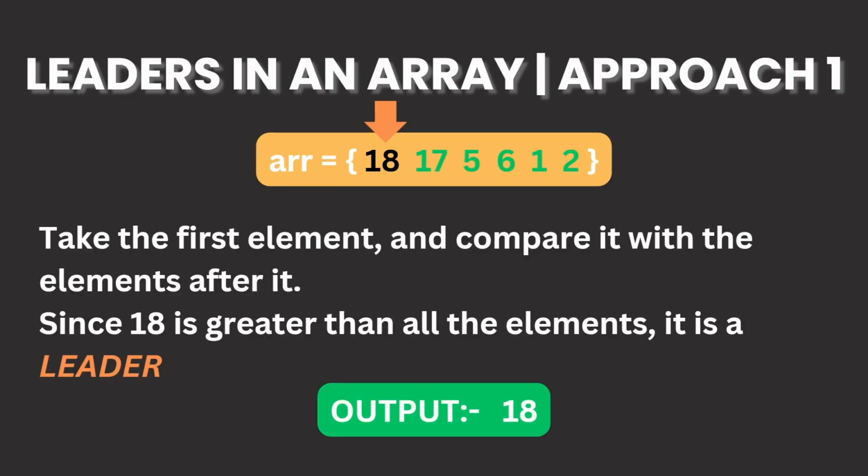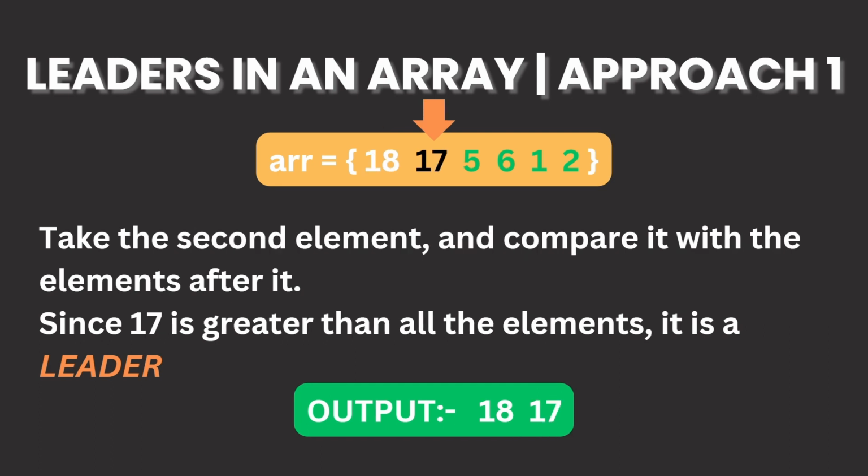In this approach, we will take each element and check all the next elements with it to see if they are greater or not. If the current element is the largest, then it is a leader and we will print it. So we will take the first element, that is 18, and check all the elements to its right. Since 18 is largest, it is a leader and we will print it. Now we will take 17 and again check the elements to its right. Since 17 is greater than the others, it is a leader and we will print it too.